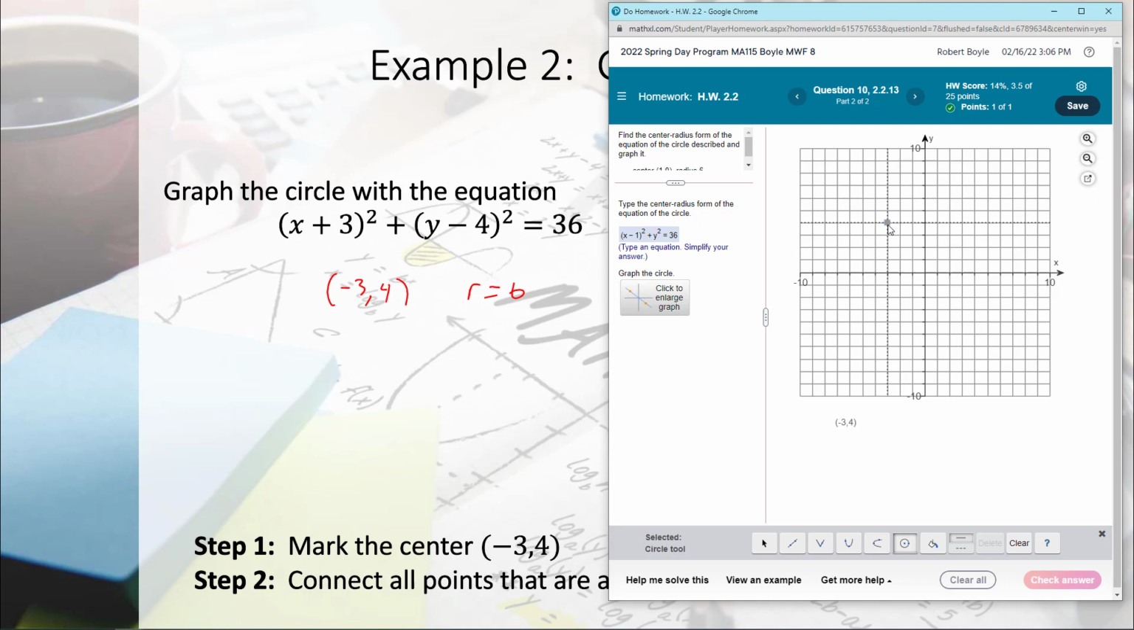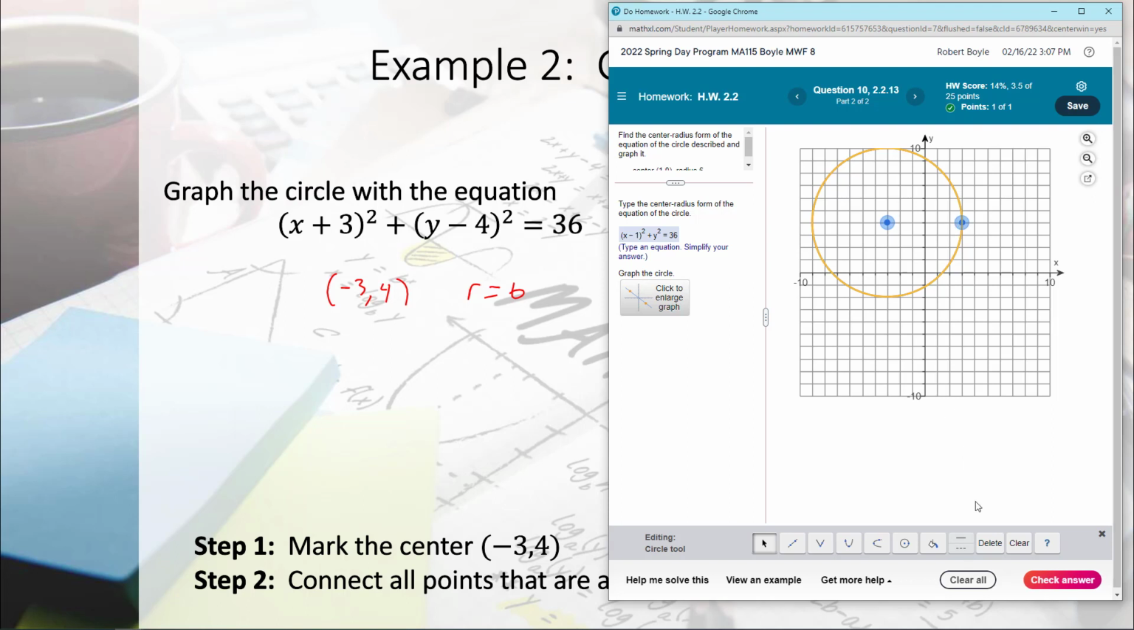Now we want to create this circle. We want to go out the distance of the radius, either up or down, or left or right, not diagonally. So I'm going to go to the right 6 units. 1, 2, 3, 4, 5, 6. And there is my circle of radius 6.